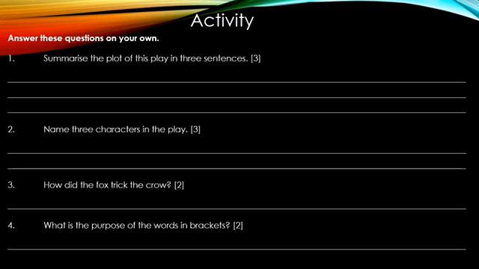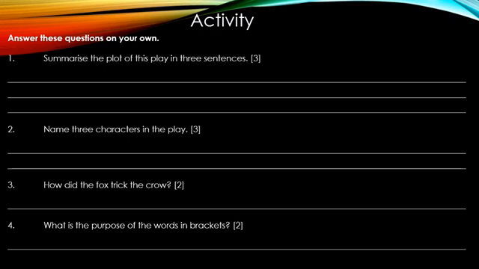Before I read the question, let's just quickly go over a summary of what happened. Obviously we've got Madam, and she is very, very proud of her daughter, especially when Mr. Fox wants to come speak to her daughter. Then he tells her daughter to caw, and the reason he does this is so that the cheese can fall out of her mouth and he can steal it. So he tricked both of them. Answer these questions on your own.